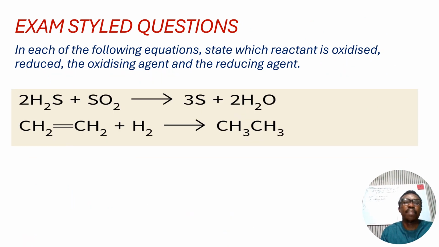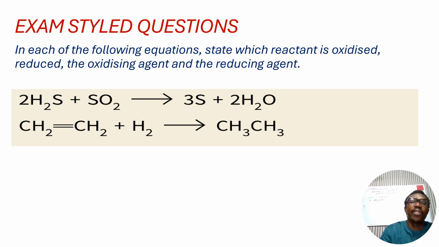So this is another example, a typical examination question. In each of the following equations, state which reactant is oxidized, reduced, the oxidizing agent and the reducing agent. We all know that the substance that is oxidized is the substance that gains oxygen. The substance that oxygen is added to and hydrogen is removed from is the substance that undergoes oxidation, while the substance that undergoes reduction is the substance that hydrogen is added to and oxygen is removed from.